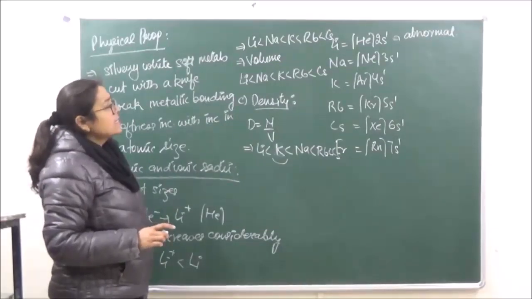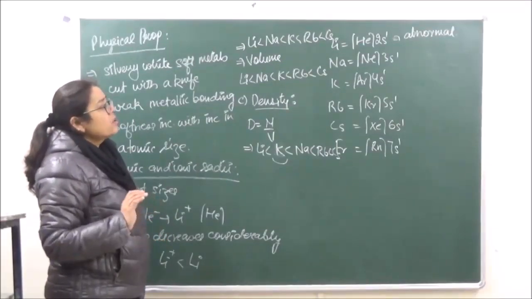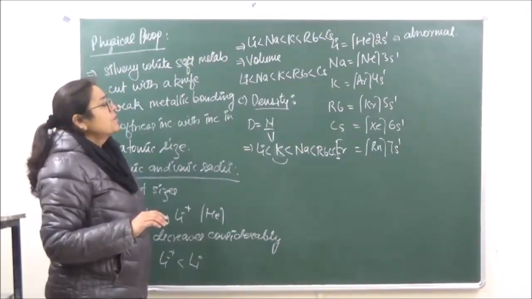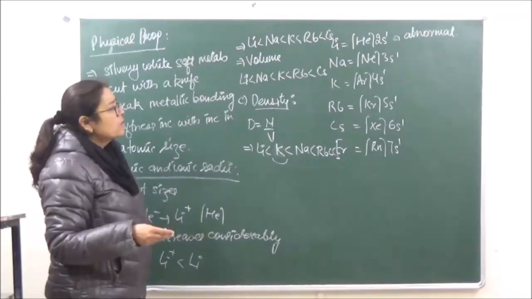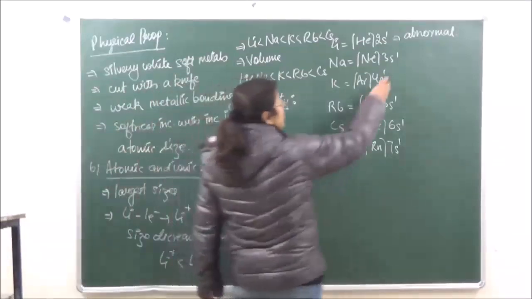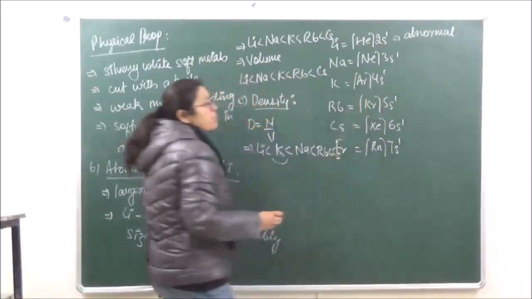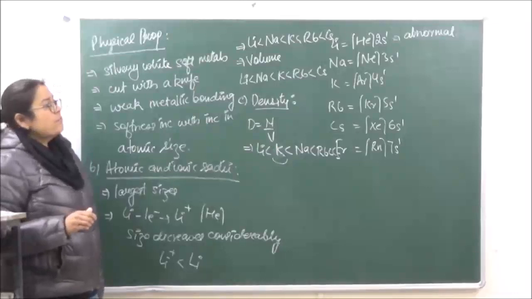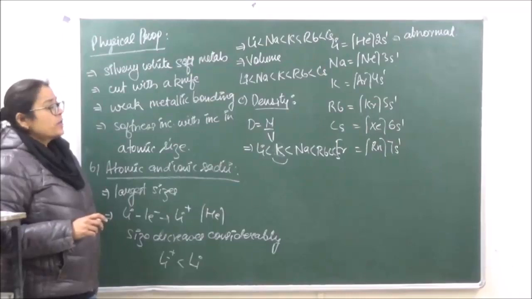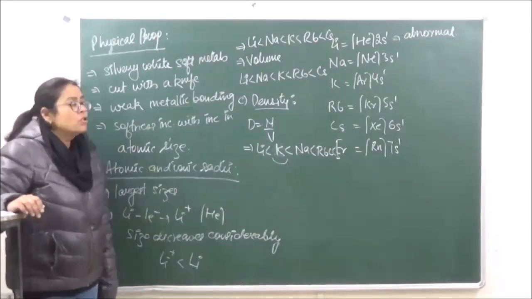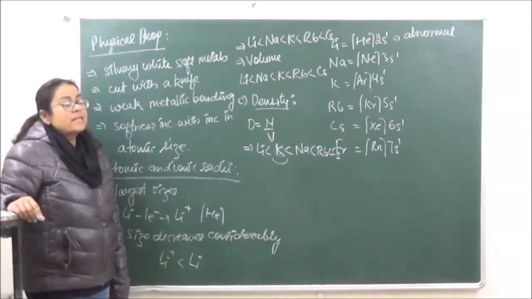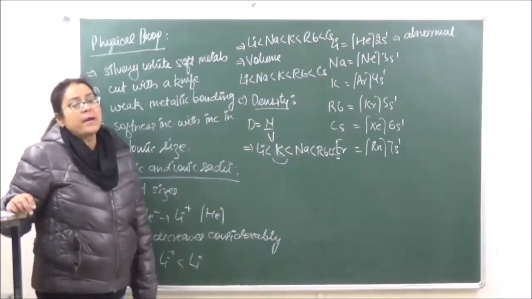But it is seen that even if the size is increasing, it is not increasing to a great extent. Why? Because after filling 3s over here, we are also going to fill up 3d. So when we are filling 3d, that is going to have a poor shielding effect. As a result, it is going to attract the outermost shell with greater force. So the size of potassium increases, but the size does not increase to a great extent.